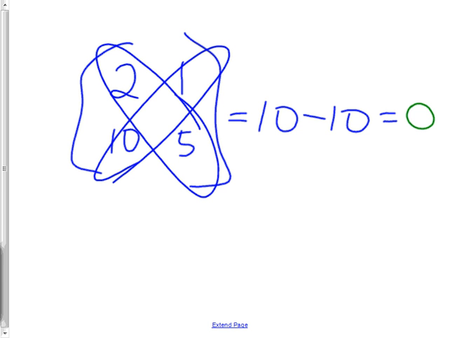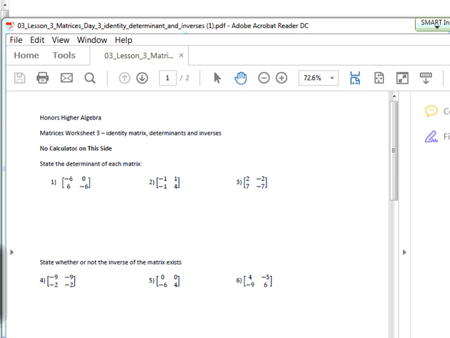So this is the part where we can start your homework together. So everybody, I'm going to pause for a second while we pull up the homework for today. Okay, I'm going to get started. For those that are still trying to find this worksheet, it's called Matrix Worksheet 3, or Matrices Worksheet Day 3. All right, first one, let's do it together.